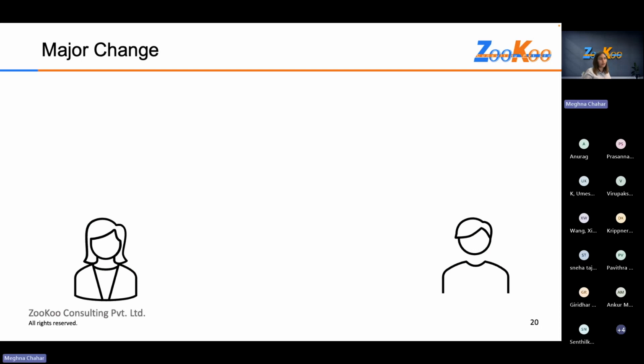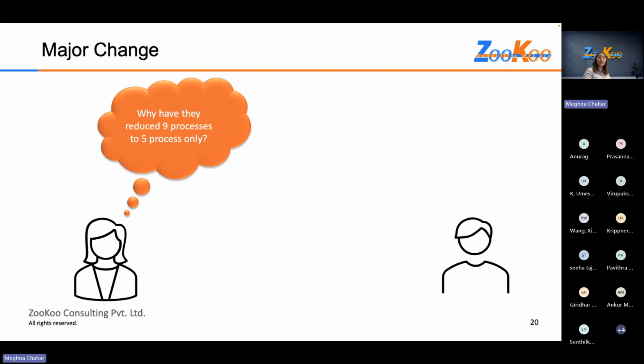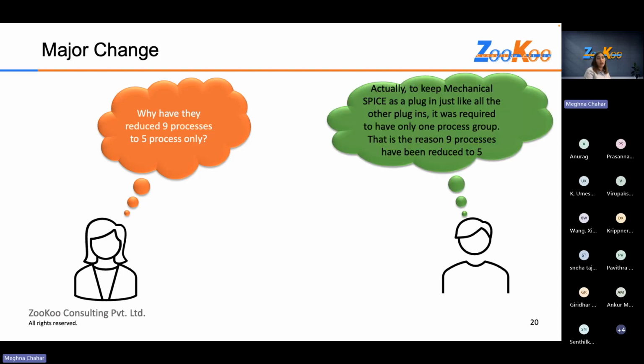Now, what does this mean? First of all, why did they reduce 9 processes? They reduced 9 processes and came to 5 processes. Why not 6? Why not 4? Or why altogether it was needed? Actually, as I was saying, mechanical spice can come up as a plugin. Okay, so they want to keep consistency throughout all other plugins, all other spice models. And that was the reason they wanted to have only one process group. And by having these 5 processes within the process group, it is more than sufficient.